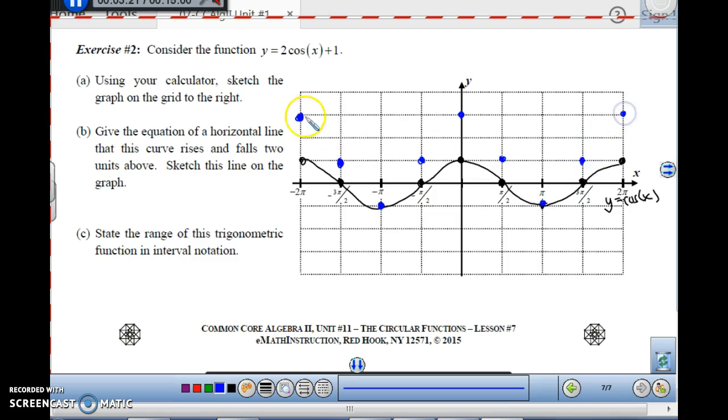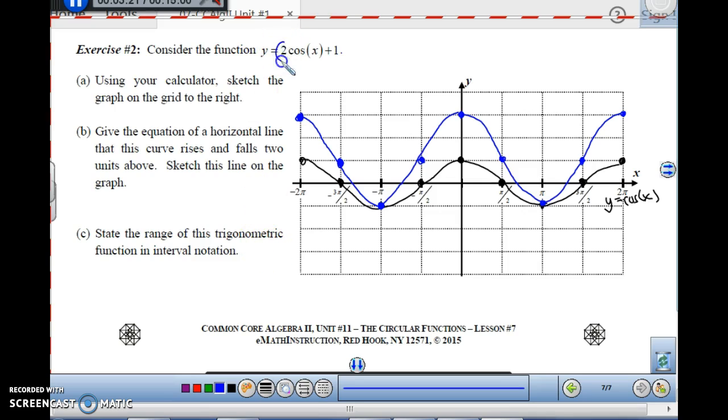Okay, so here is my new graph. This is y equals 2 cosine x plus 1. So let's look at what happened on this. All right, so give the equation of the horizontal line that this curve rises 2 units above.